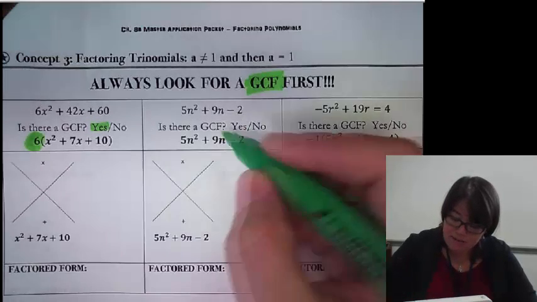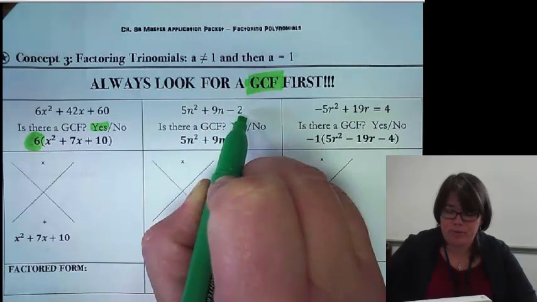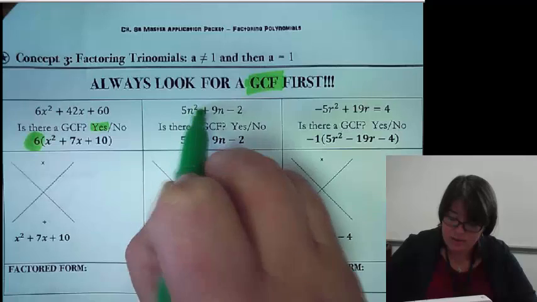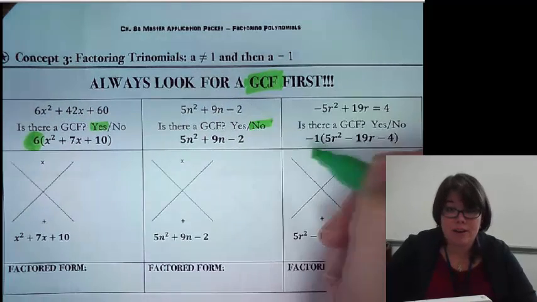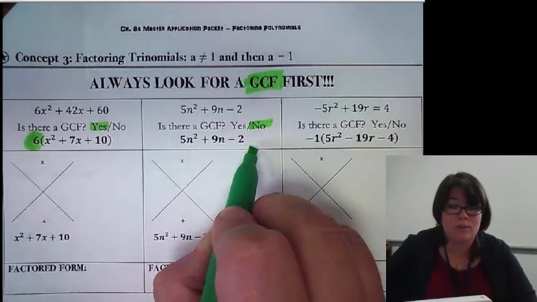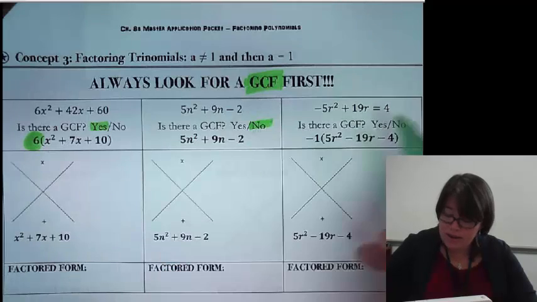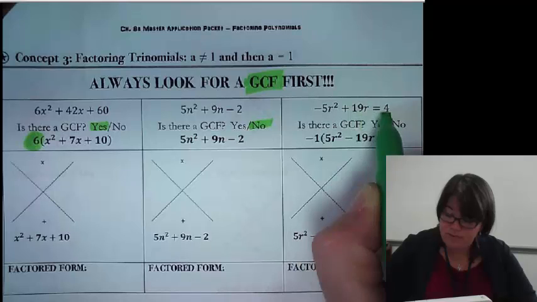Next, we have 5, 9, and 2. Well, I can't factor any number out of all 3 of those, and I have n squared, n, no n, so I can't factor out any variables either. So no GCF here, and you'll see that it's just rewritten as it originally was because we didn't factor anything out. Then here I have -5, positive 19, and 4.